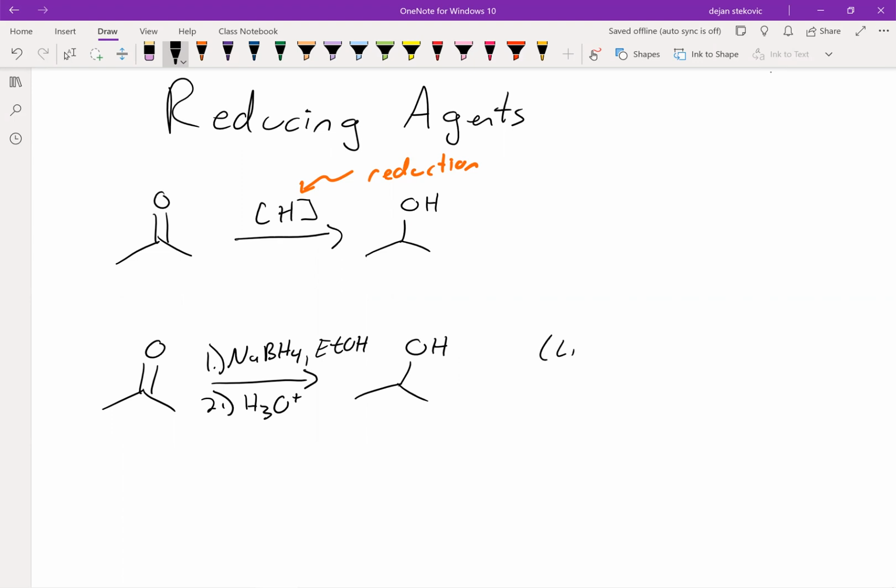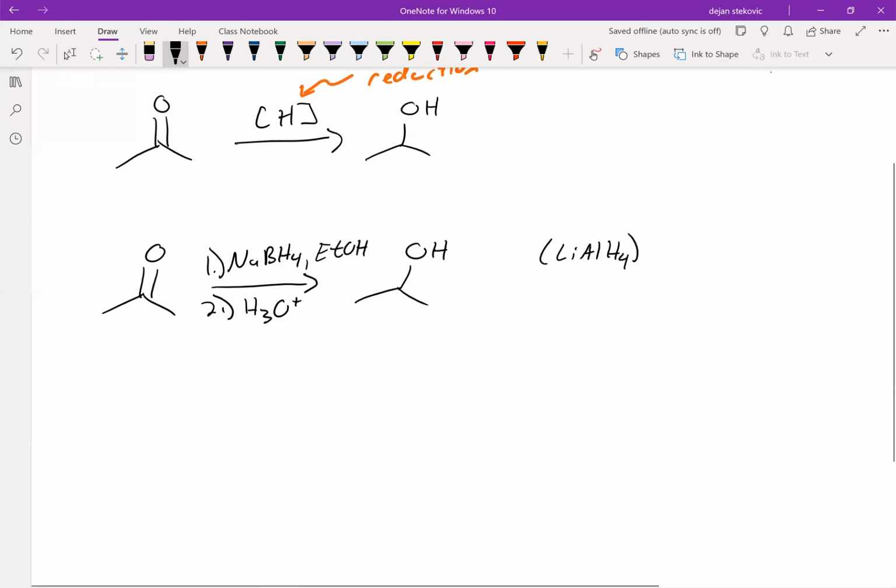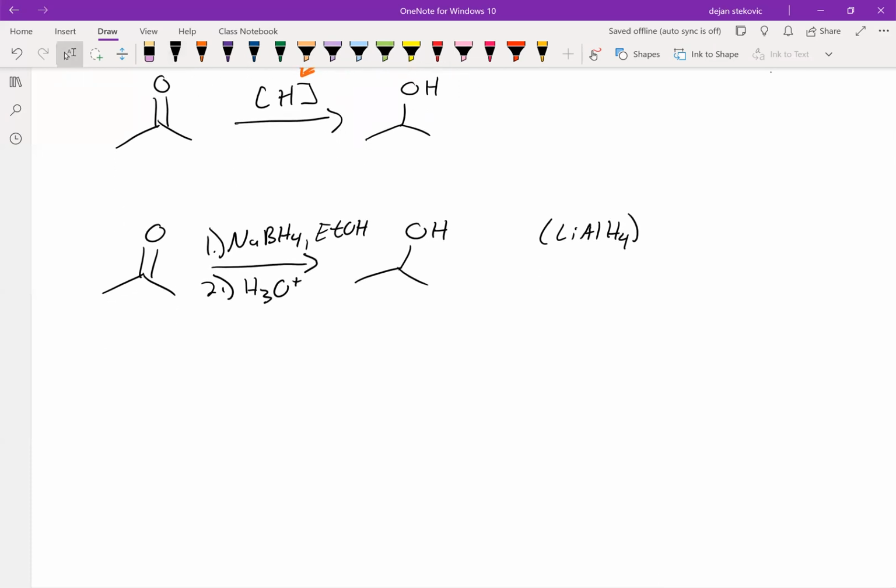We can also use lithium aluminum hydride. Although generally when sodium borohydride is going to do a good enough job, you want to use that, as the lithium aluminum hydride is much more reactive and you can start fires with it. But sometimes it is necessary. The role of the borohydride and the aluminum hydride is basically just to act as a source of H minus.